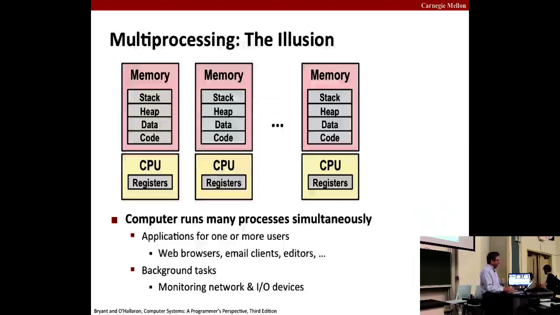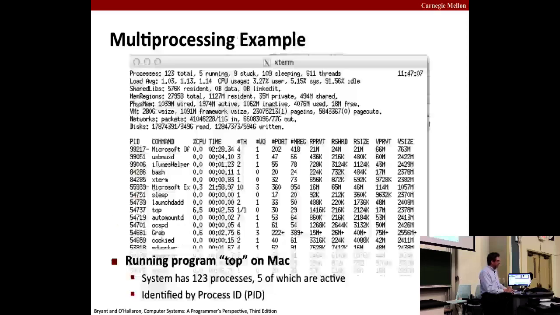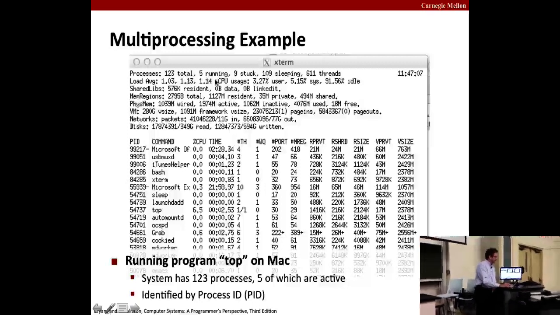Now the system runs many of these processes simultaneously. Even on a system with a single core, multiple processes are running at the same time, concurrently. You can see this here, where I ran top on my Mac, and you can see it's running 123 total processes, 5 of which are actually running. Each one of these processes has its own unique process ID, which is an integer.